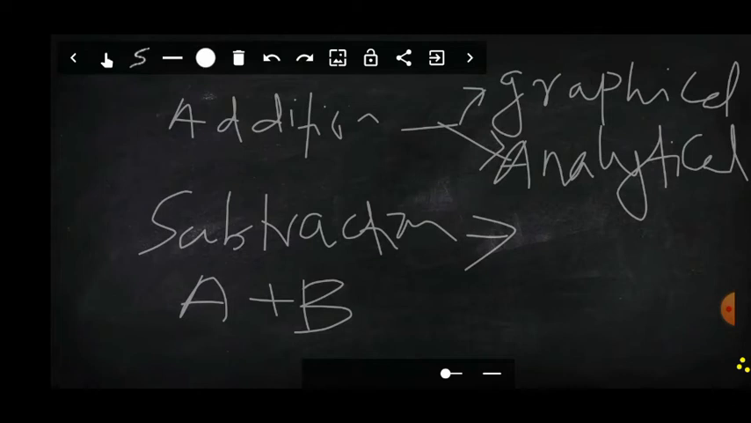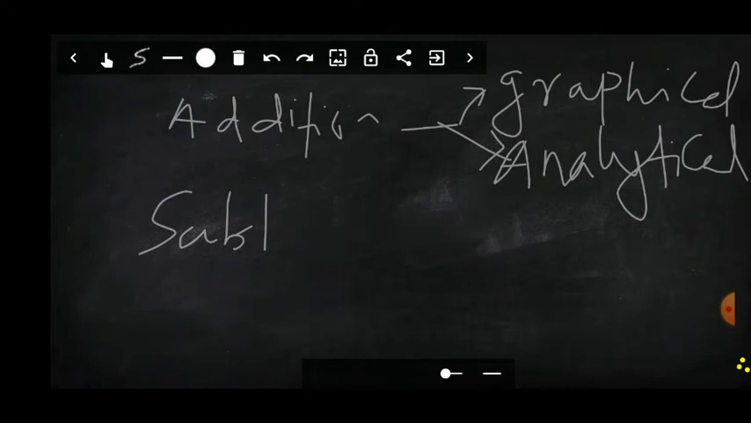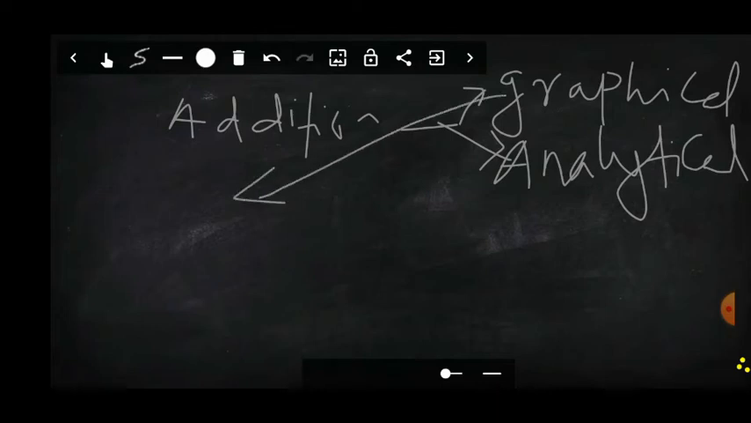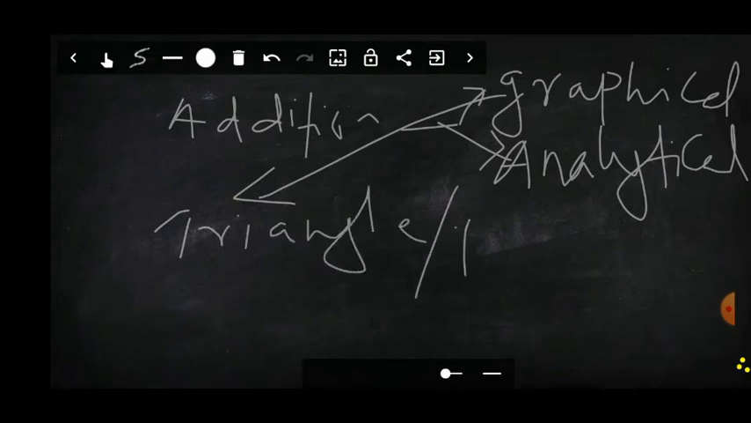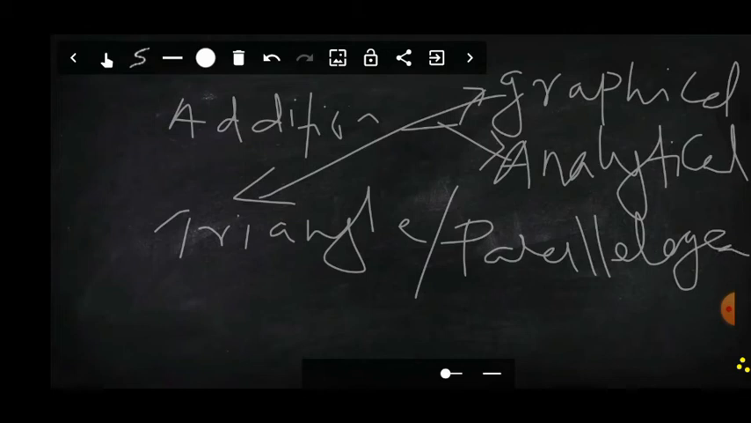One is the triangle law of vector addition, or parallelogram law of vector addition, and also the polygon law of vector addition. These are the three laws which we are using for this graphical vector addition. One is the triangle law of vector addition, then the other one is almost the same, but the procedure is different, the same operation, the parallelogram law of vector addition. Then one more is the polygon law of vector addition.